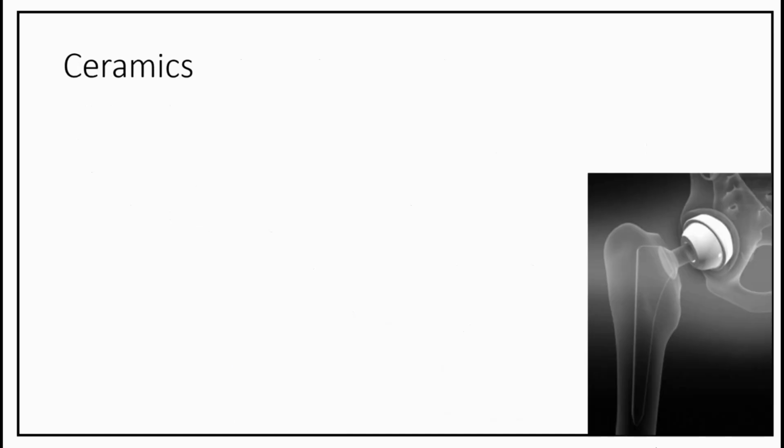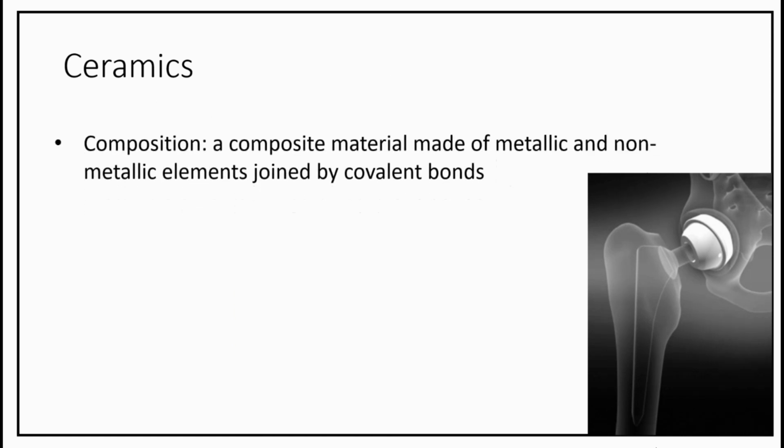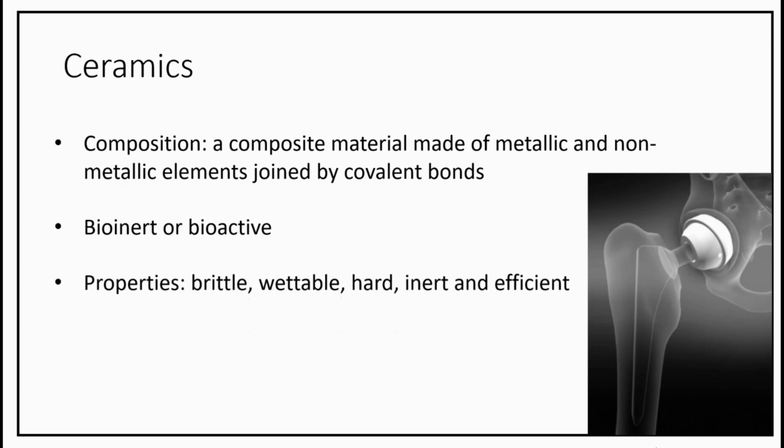A ceramic is a composite material made of metallic and non-metallic elements joined by covalent bonds. It's got 2 types, a bioinert type such as alumina, or a bioactive form such as hydroxyapatite. For its properties, ceramics are brittle, which means it's got very little plastic zone before failure, wettable means it's got a high affinity for lubricants, hard means it's resistant to scratching, inert means it's not reactive chemically, and efficient is it's got a low coefficient of friction. In terms of its uses, it's used as a bearing surface.